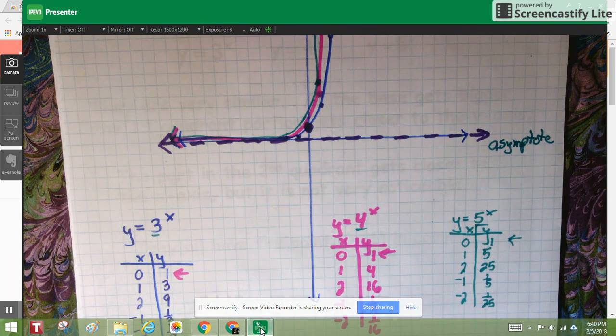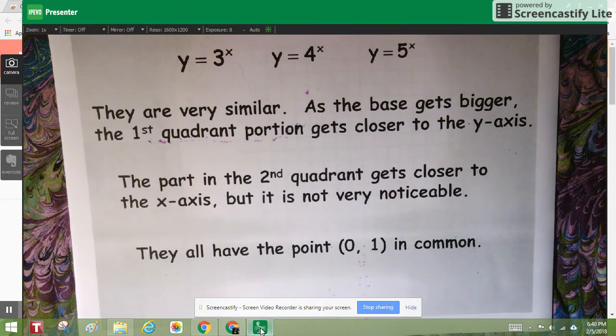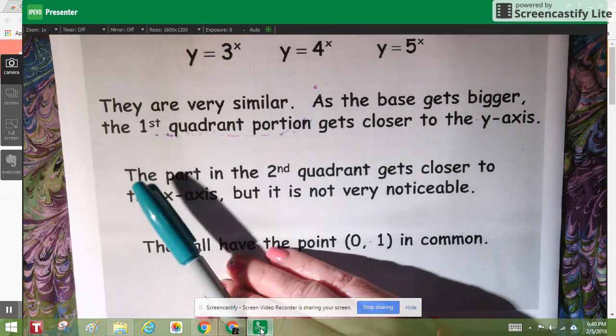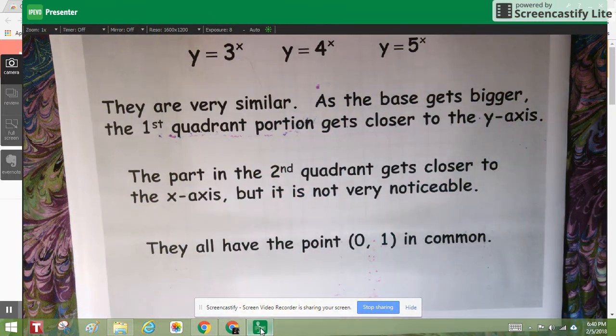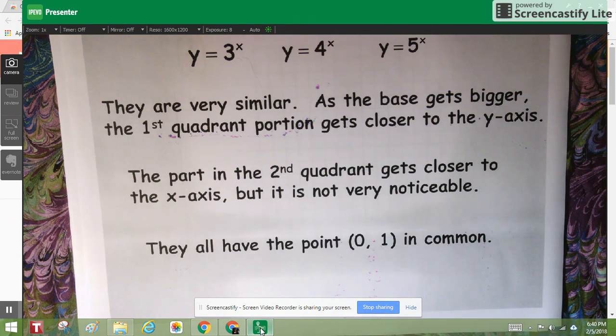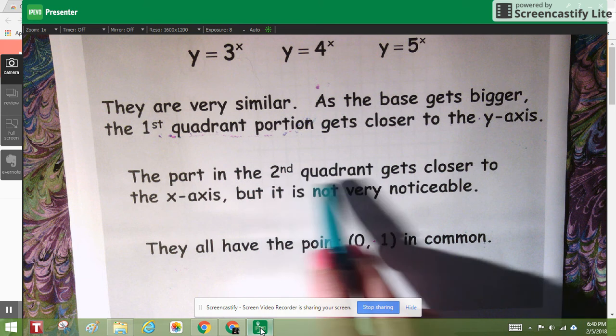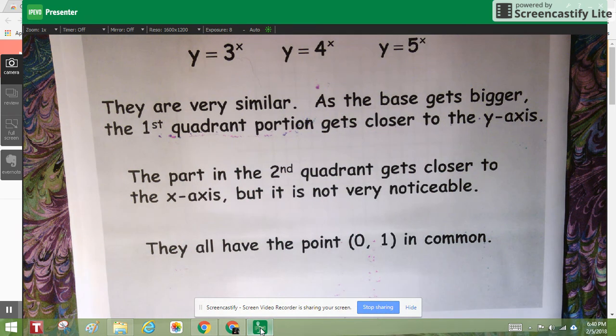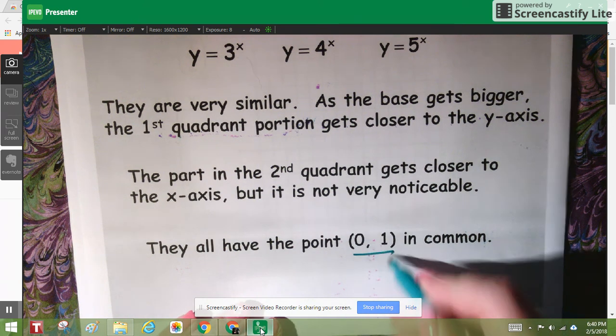All right. So again, just to review, these three graphs are all very similar. As the base gets bigger in the first quadrant, it's going to get closer and closer to the y-axis. The part in the second quadrant gets closer and closer to the x-axis, but you can't really notice the difference, and they share this point 0, 1.